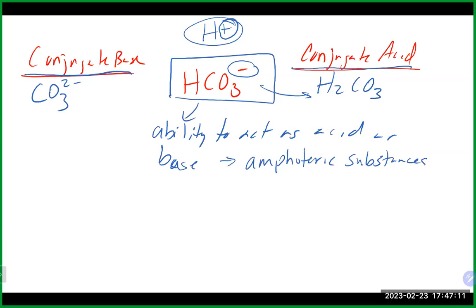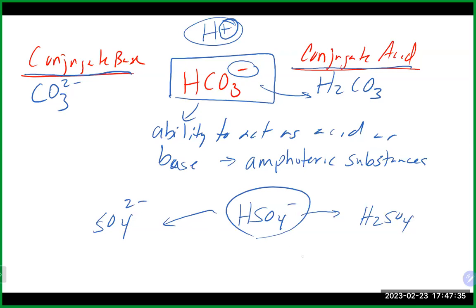Water, for example, is an example of an amphoteric substance. It can act as an acid. It can also act as a base. We saw one the other day when we talked about sulfuric acid, that HSO4 minus. In certain cases, it can accept an H plus and make H2SO4. In other cases, it could continue to lose an H plus and make sulfate.